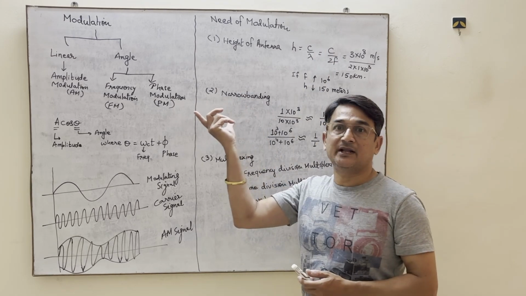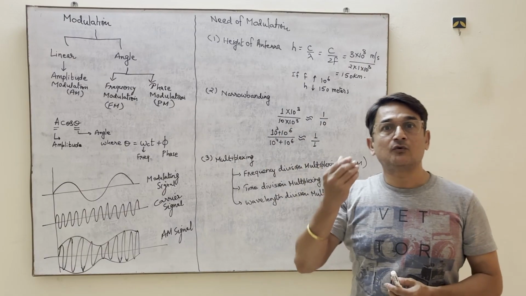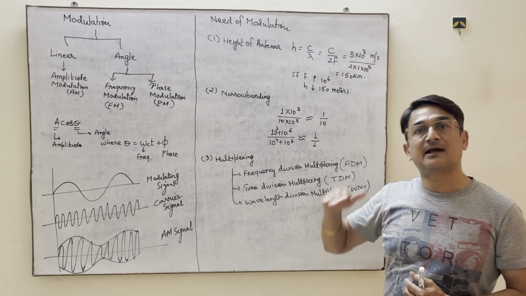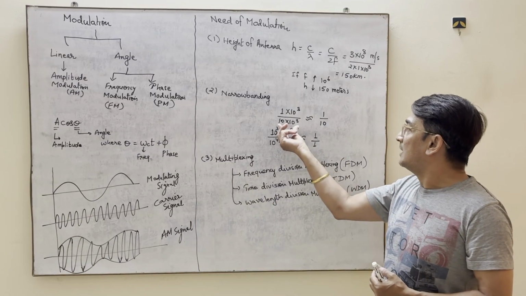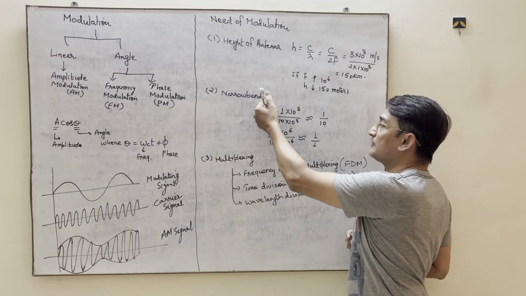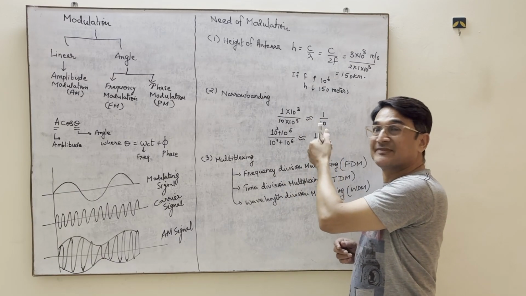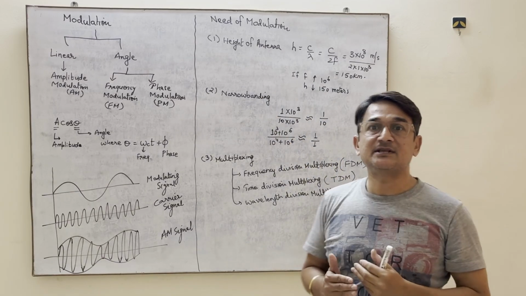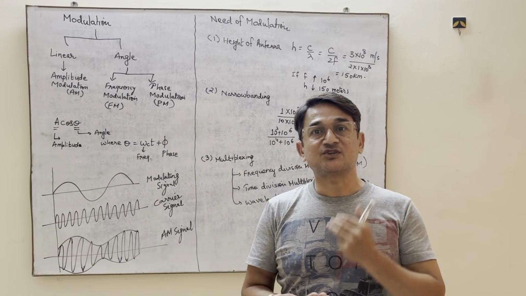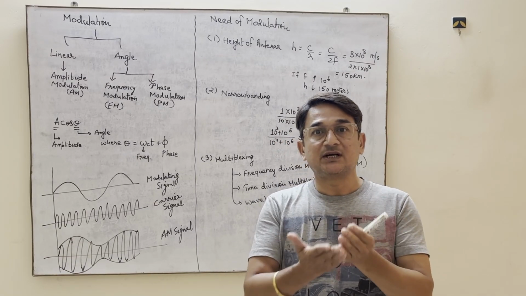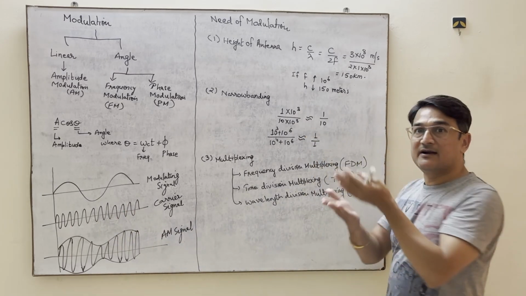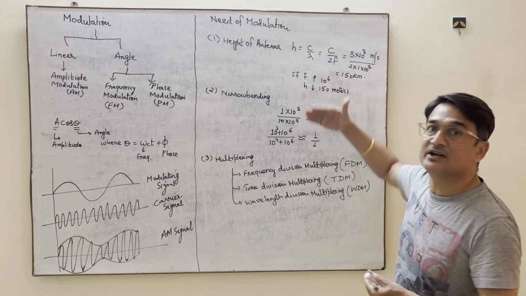Another point is narrowbanding. For example, if you want to transmit 1 kilohertz frequency at a particular instance, and at some other instance you need to transmit 10 kilohertz frequency, the ratio of these two frequencies is 1:10 without modulation. So that means a single antenna cannot be used for the transmission of two different frequencies, because the band gap is very large, or the ratio is 1:10.